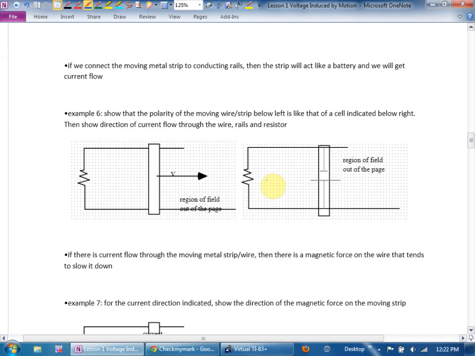Here's our positive charge right here. Which way is it moving? To the right, according to this diagram. So let's all point our thumbs to the right. Which way is the magnetic field this time? Out of the page. So I'm going to go thumbs right, fingers out of the page. Which way will the positive get forced in the bar, up or down? Down.